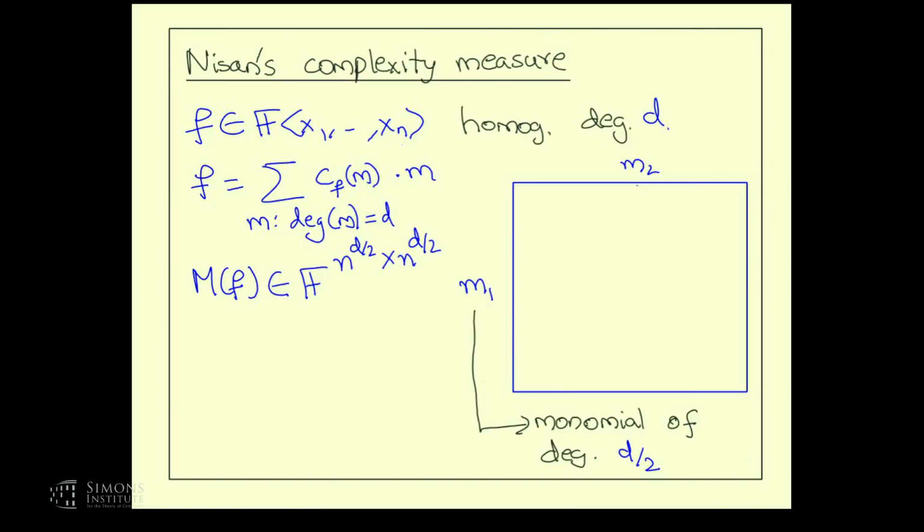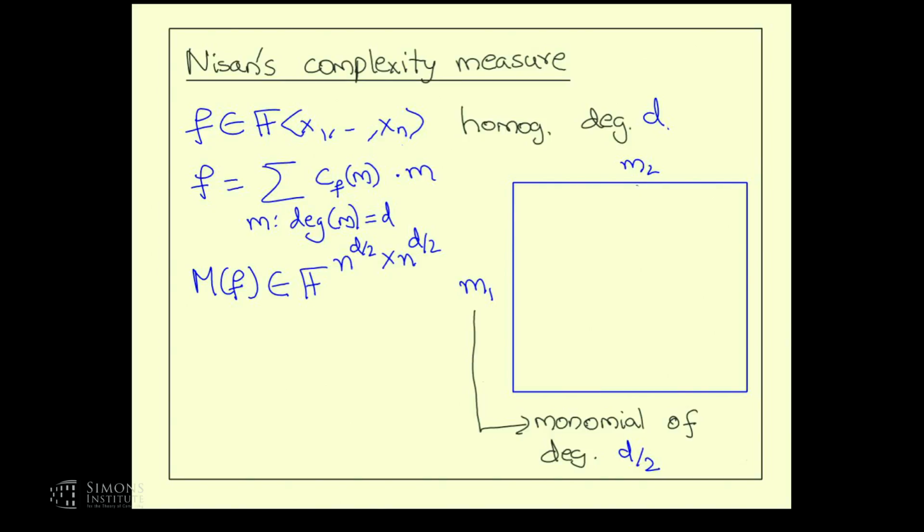What we do in order to define this notion of complexity is look at a certain matrix associated with this polynomial. And how is this matrix defined? This matrix is really big. The rows and columns of this matrix are labeled by monomials of degree d over 2. I take every monomial of degree d over 2, so every string of length d over 2 over this alphabet of size n, and for every string there's a row in this matrix, and similarly for every monomial m2 of degree d over 2 there's a column.